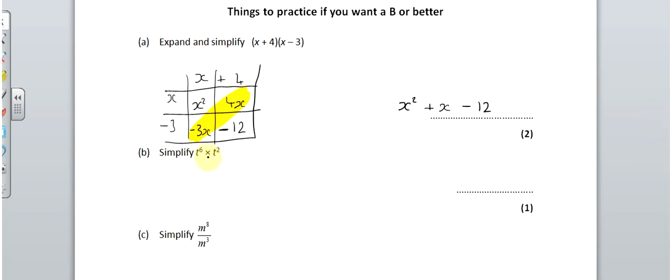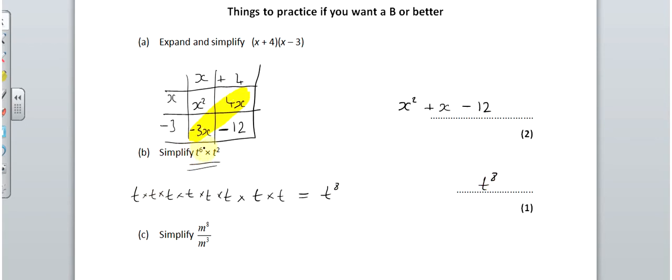Now we've got t to the 6 times t to the 2. The quick way to do this is to remember a little rule, but let me just show you if you're not sure. t to the 6 means t times t times t, that's 3, 4, 5, 6. So t to the 6 means 6 of those. t to the 2, or t squared, means that. And in between them is a times sign. So you can see that I've got 8 t's all in a row there, all times together. So I've got t to the 8.